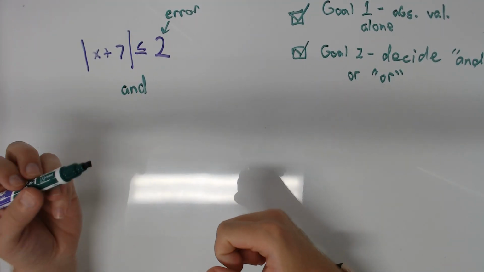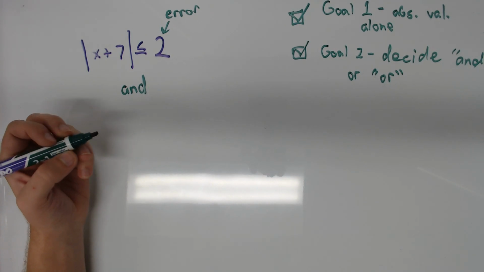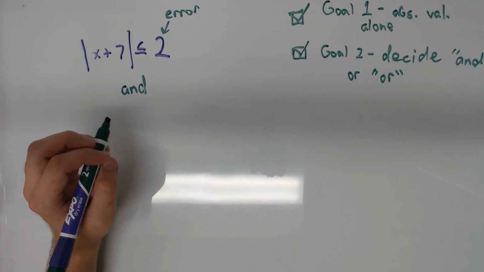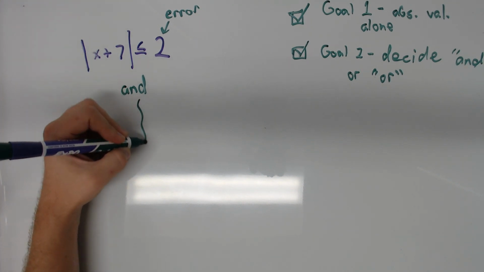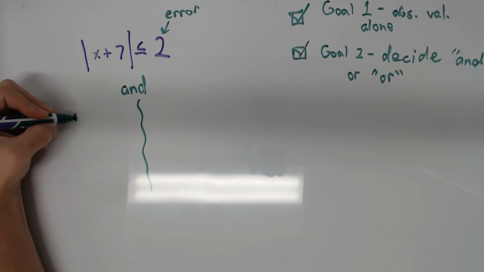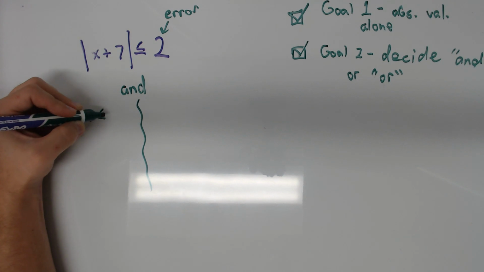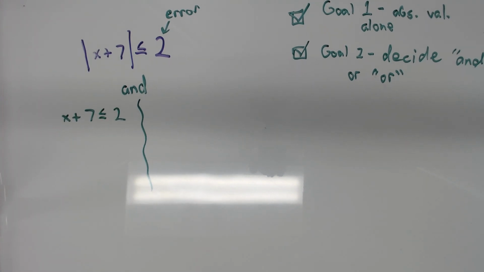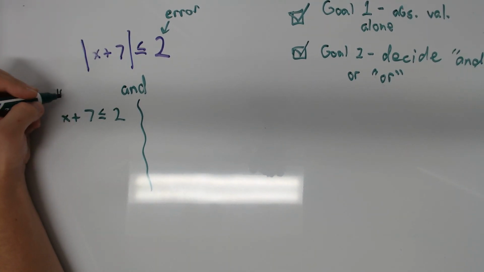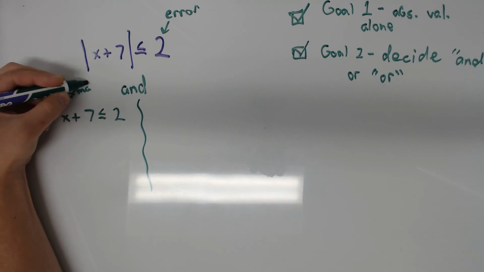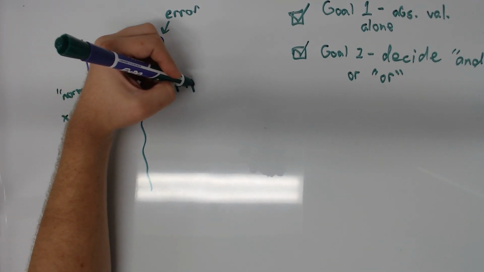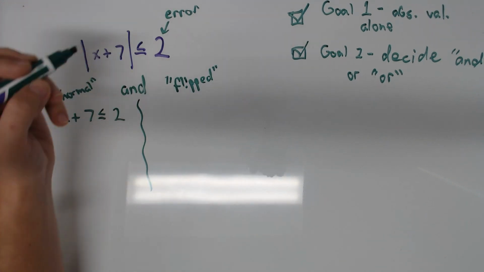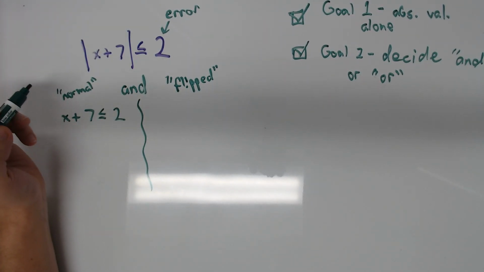All right, goal 3 is to actually separate the absolute value. And so this is where we have 1 that's just normal. X plus 7, use the same symbol, less than or equal to 2. So this is the normal side. I didn't make any changes. This is the flipped side. I'm going to use a -2, and I also have to flip the inequality symbol.